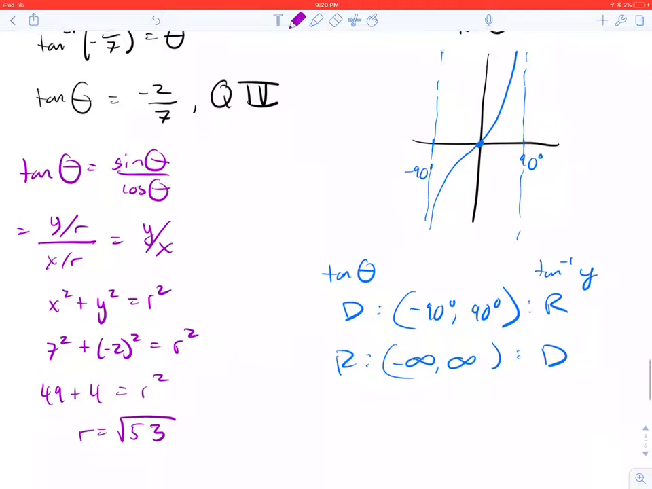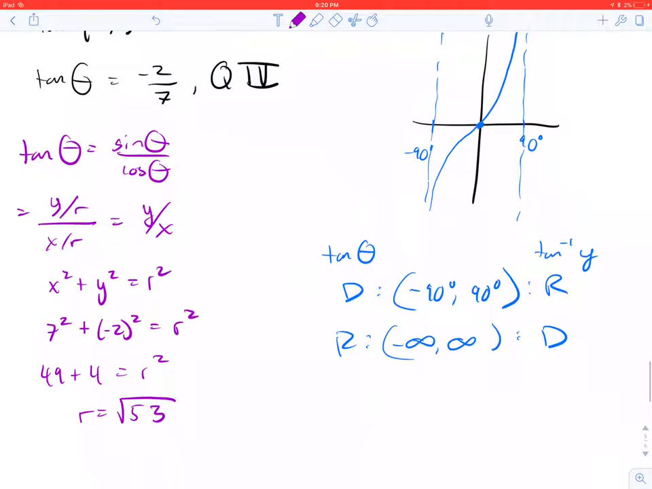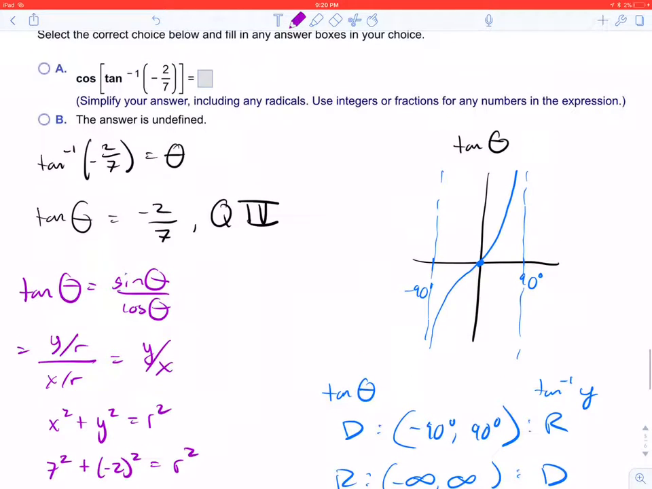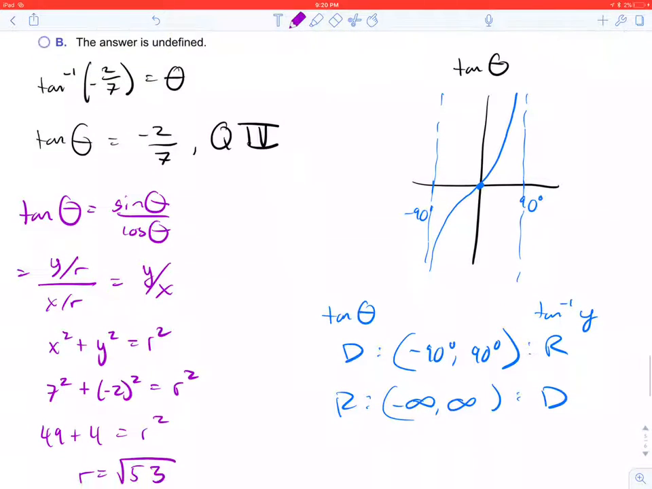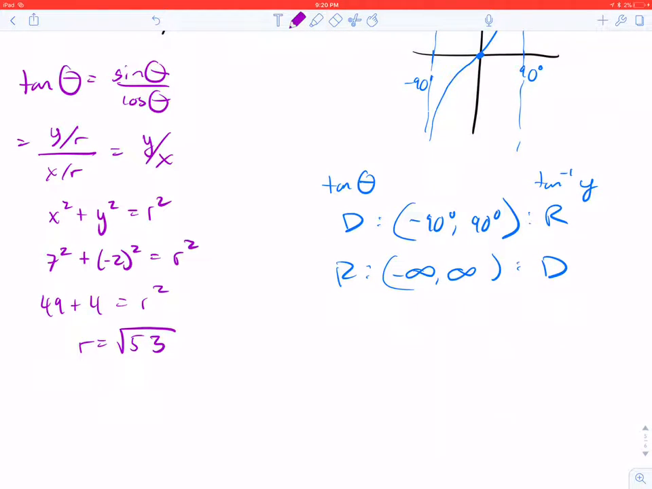Okay. So tan of theta should be y over x. We have that. Okay, so now we have our x, y, and the r. So then now let's go back and find.